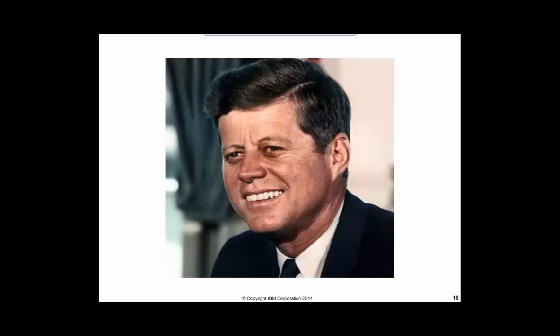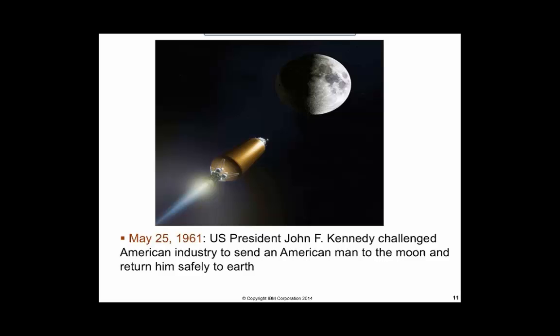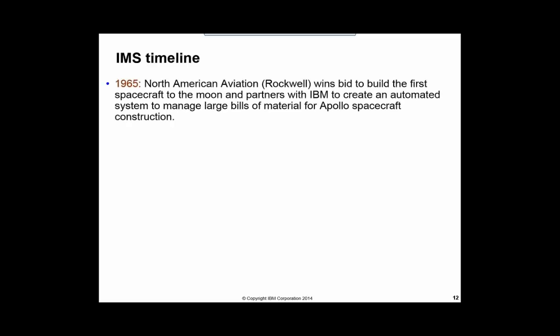So let's do that. Well, it all goes back to the 1960s with President John F. Kennedy. President John F. Kennedy on May 25th challenged the American industry to send an American man to the moon and return him safely to Earth. And this, of course, started everybody working on trying to get a man to the moon.